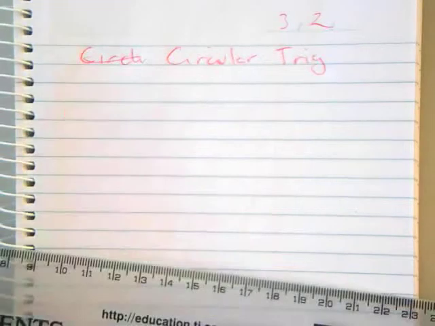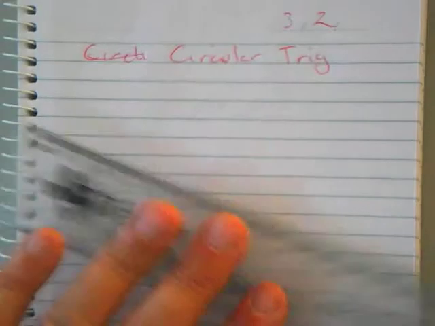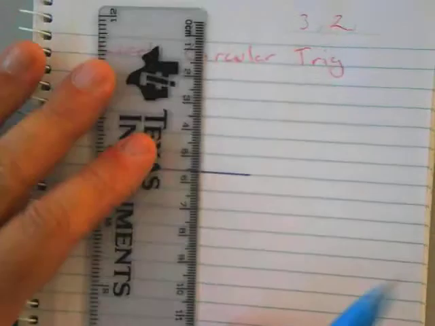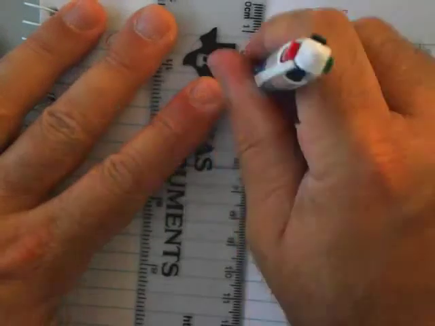With trigonometry is this concept of a right-angled triangle. Okay, so you take a right-angled triangle. This is a very brief recording.